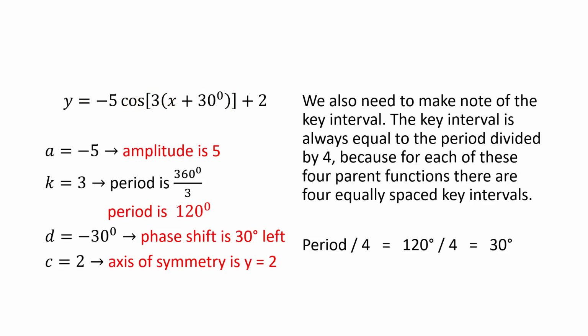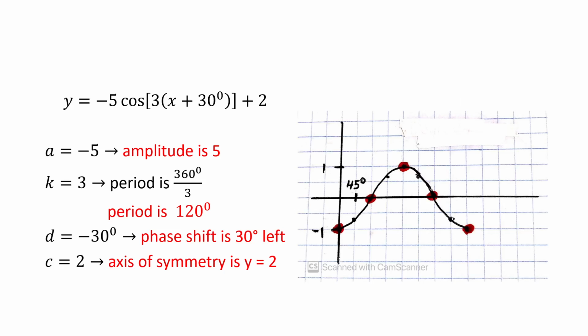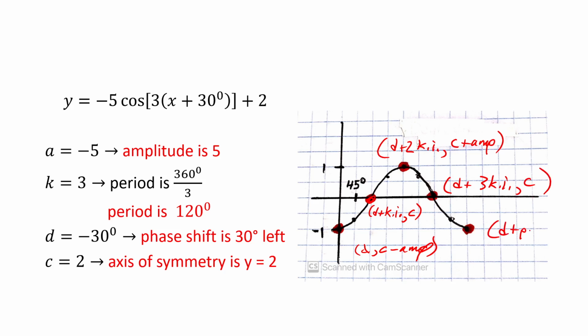Now the key interval will be the period, which is 120, divided by 4. It's always the period divided by 4. So in this case, that'll be 30 degrees. We look at the parent function for y equals negative cos x, and we see that it has an initial x value of d, and then c minus an amplitude. The next x value, as in every case, is d plus 1 key interval, and then c. The third key point is d plus 2 key intervals, and then c plus an amplitude because it's above the axis of symmetry. The fourth is at d plus 3 key intervals, and then it's at c again. And finally, the fifth point is at d plus an entire period, in other words, 4 key intervals, and we're back at c minus an amplitude.